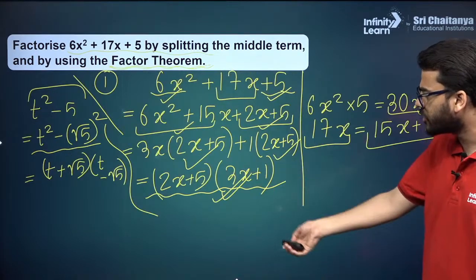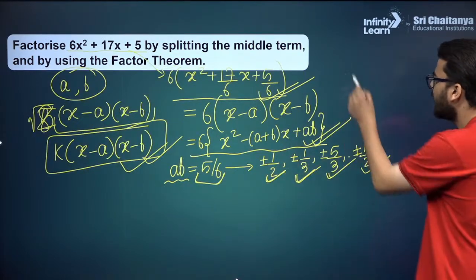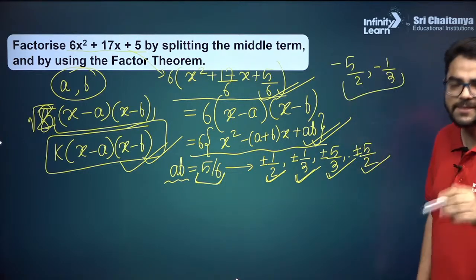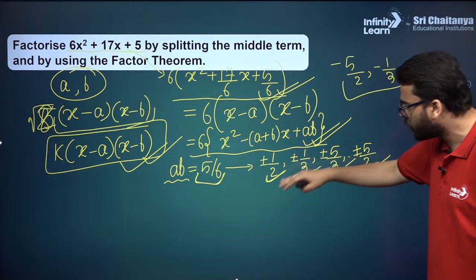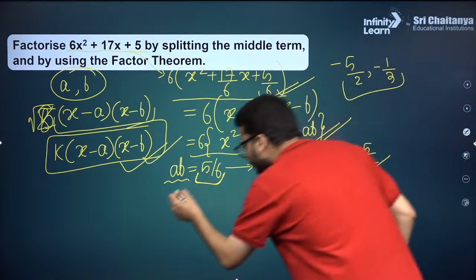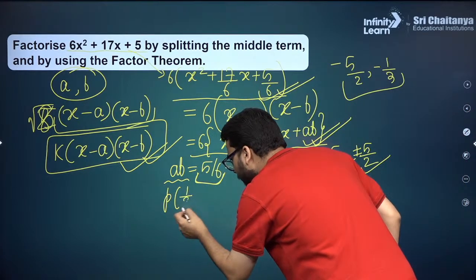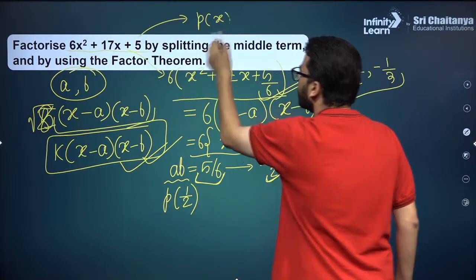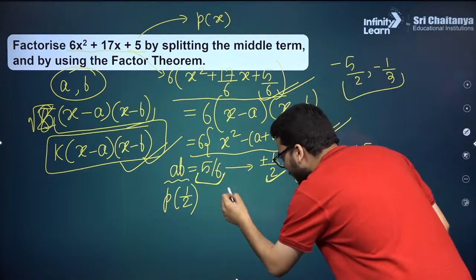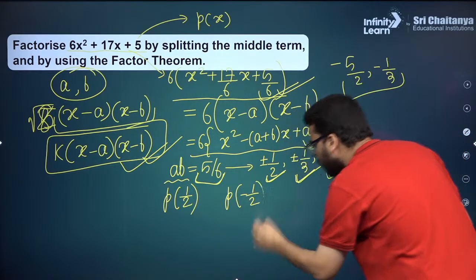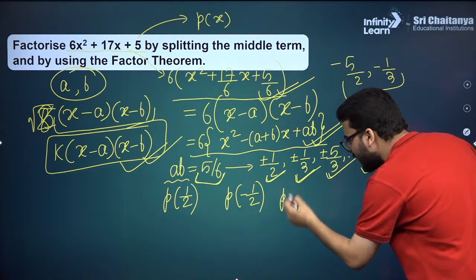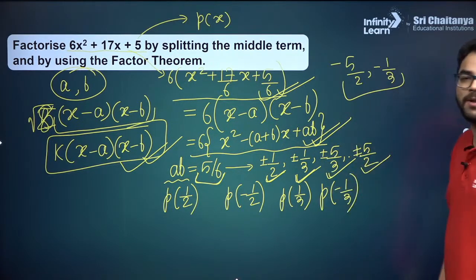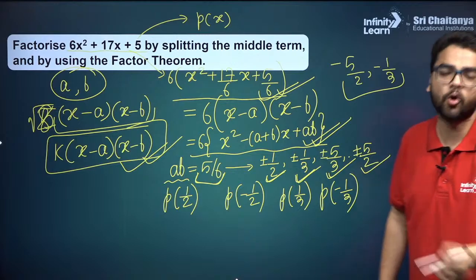Now by hit and trial you can find what the zeros are. Although we have done this question, so minus 5 by 2 and minus 1 by 3 will come, because we have already factorized it using splitting the middle term. So in order to find these zeros, can I not put values and check? Suppose this polynomial is p of x. So if I find p of 1 by 2, you can keep on finding like this. If I find p of minus 1 by 2, if I find p of 1 by 3, all of these you have to put and check in the polynomial, right? So that is the use of the factor theorem, right?